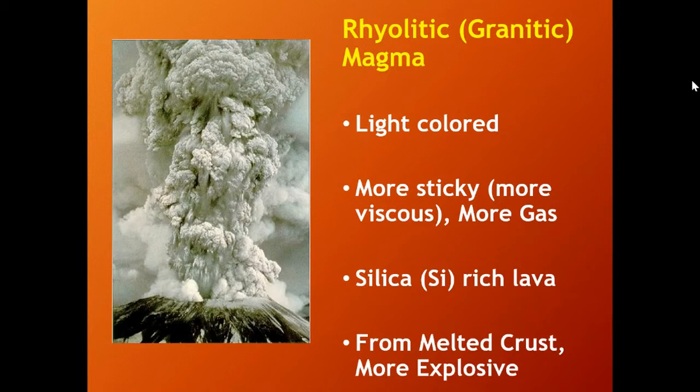Rhyolitic magma is the second type of magma, and it is lower in density. It is rich in silica, and it comes from melted crust.